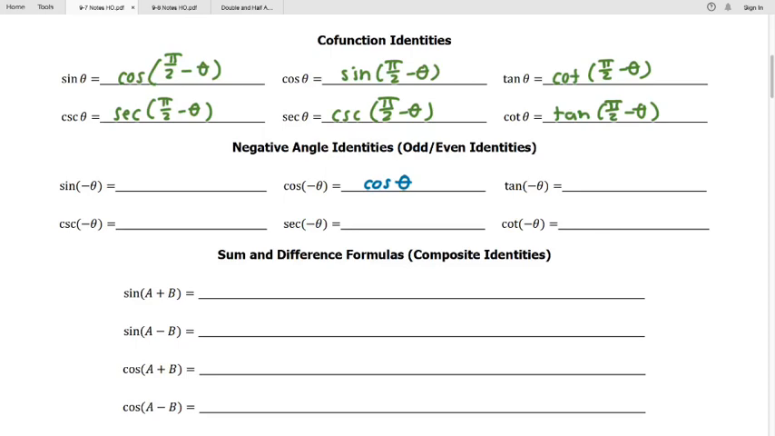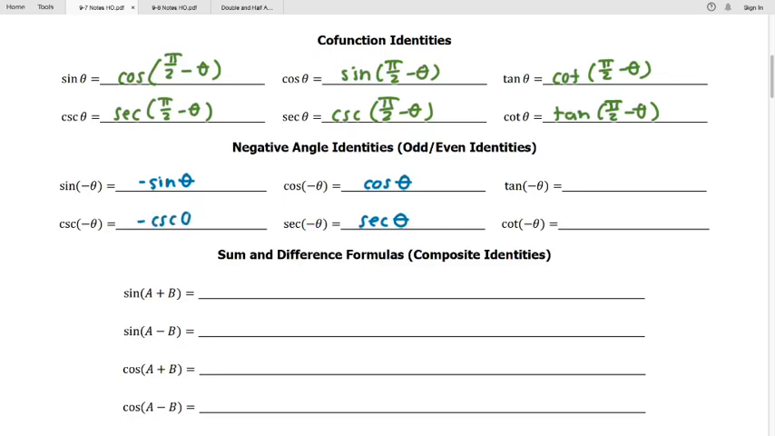If cosine is an even function, so is its reciprocal. The secant of negative theta, we can also get rid of that negative sign. Doesn't matter because they're symmetrical with respect to the y-axis. Okay, for all the other trig functions, these are odd trig functions.